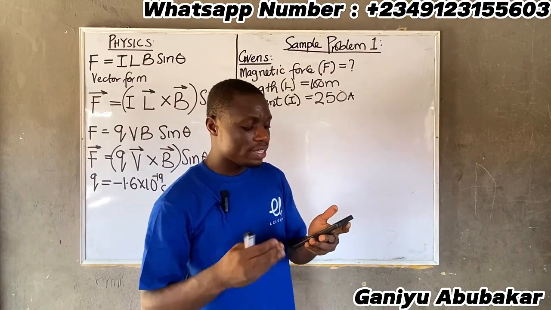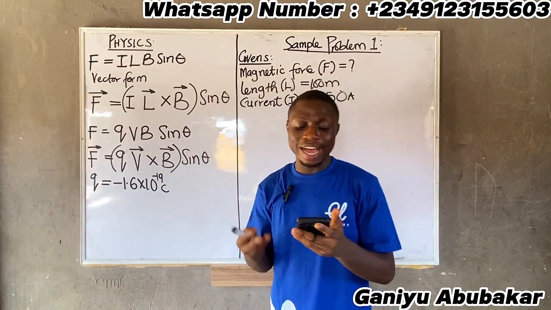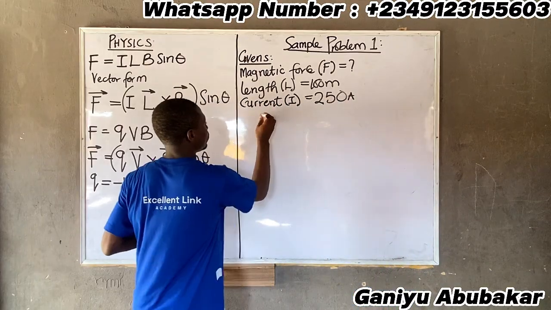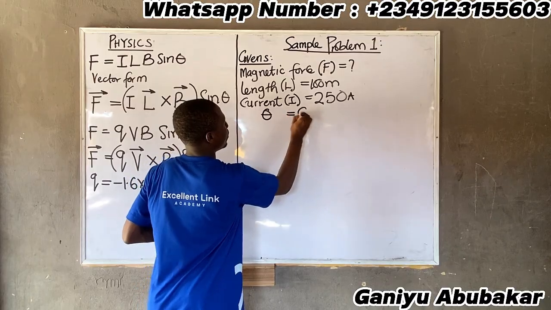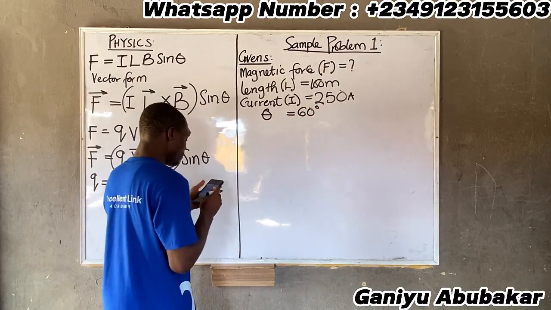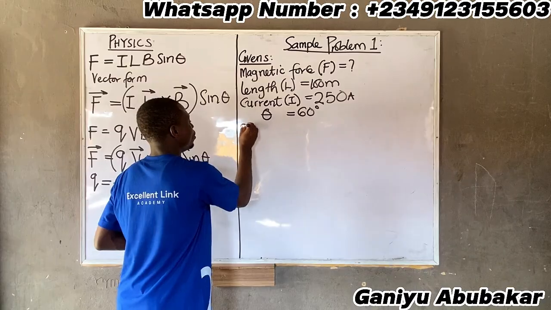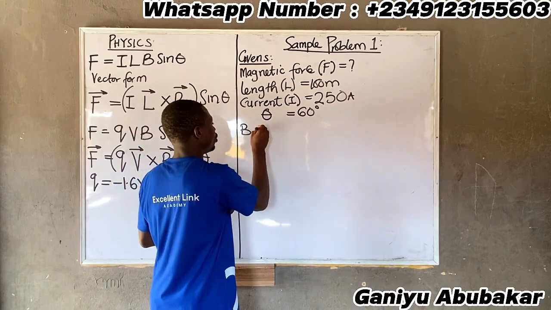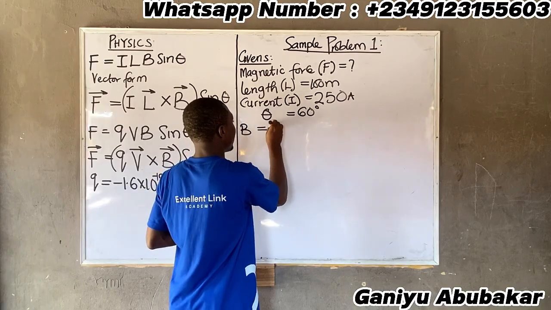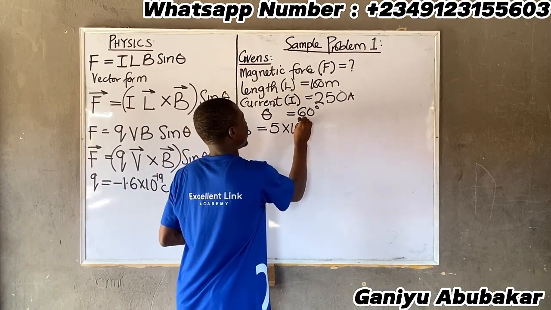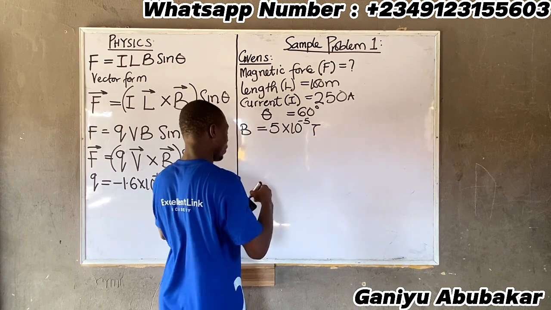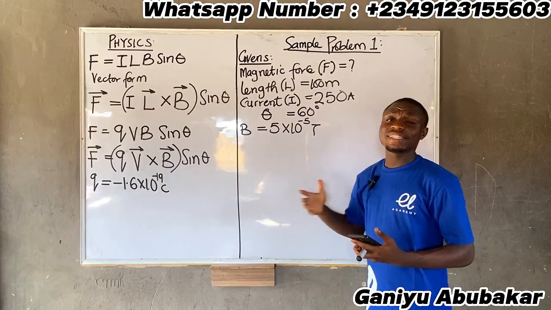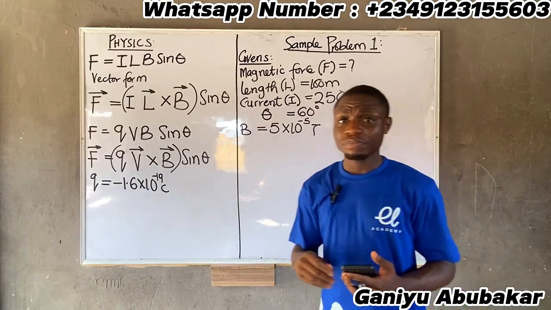Moving on, it says the Earth's magnetic field makes an angle of 60 degrees. So we have an angle. Theta is given in this case, so theta is of course 60 degrees. Finally, we are given that B, the magnetic field, is equal to 5 times 10 to the power of negative 5 Tesla. B is measured in Tesla. These are what we are given, right?